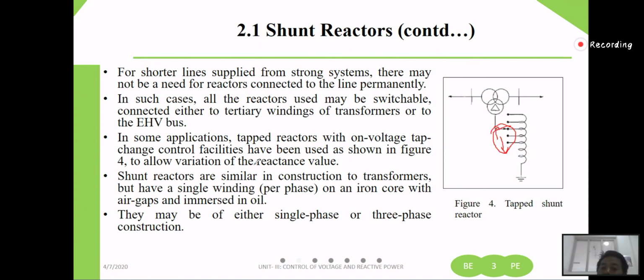In some applications, reactors with on-load tap change control facilities have been used, as shown in this figure. From the construction point of view, shunt reactors are similar to a transformer, but with a single winding per phase, and they have an air gap and are immersed in oil. It will be either single phase or three phase. So this is how we can use a shunt reactor to control the voltage.